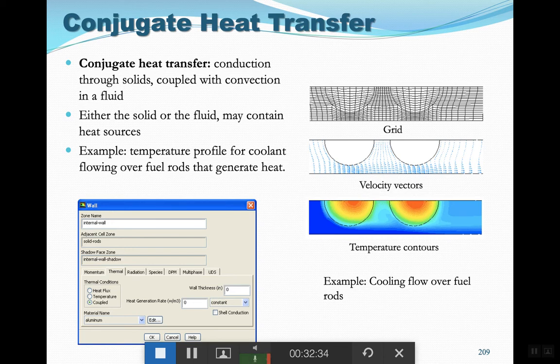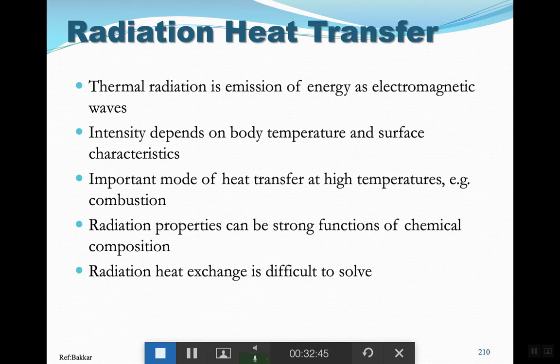We will try to solve an example for conjugate heat transfer, and if not, we will upload an example for it. So the last but not the least is radiation heat transfer.